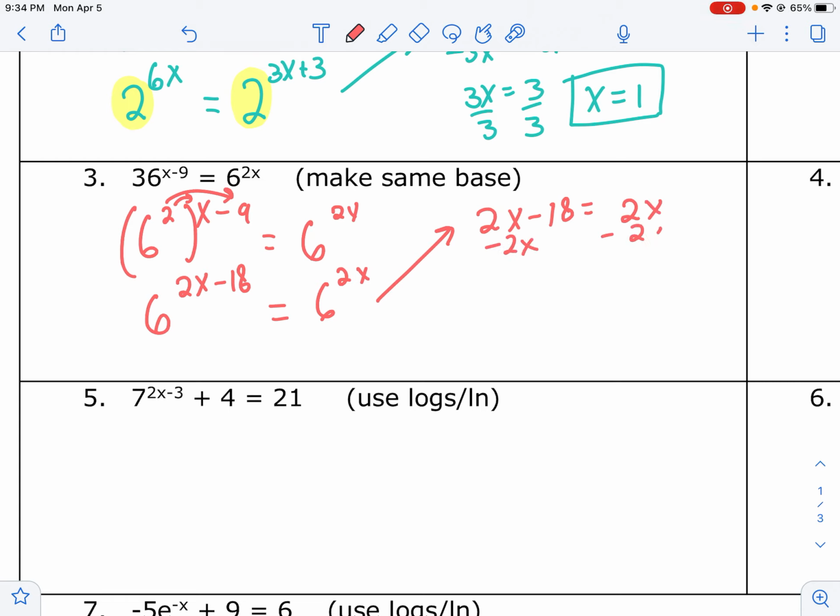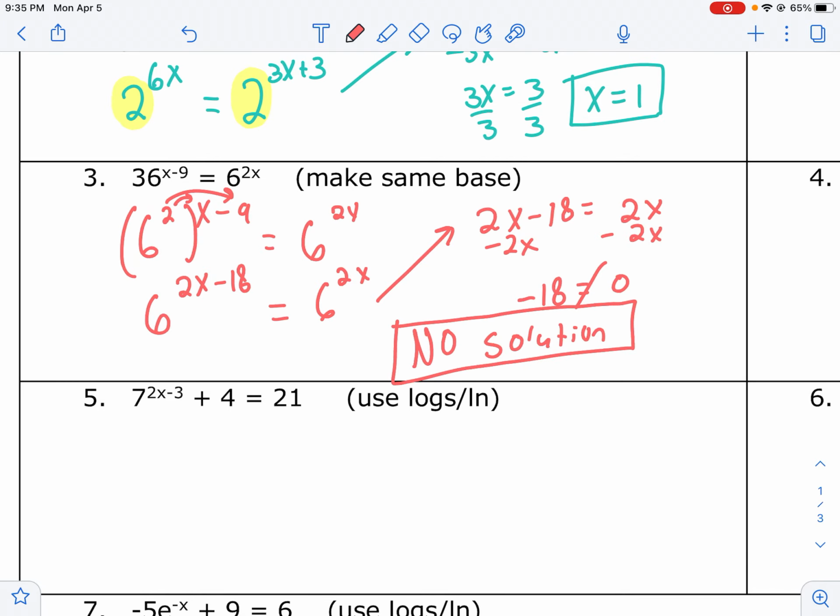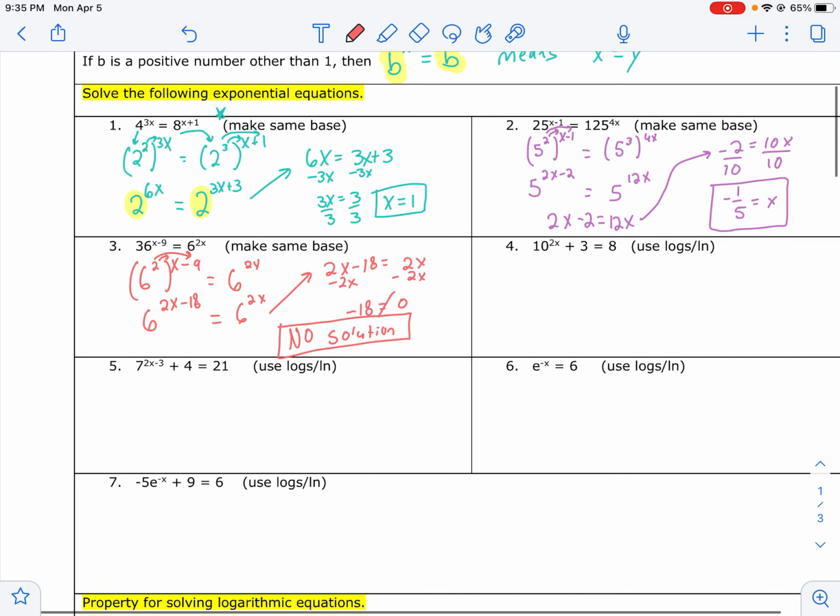If you subtract 2x from both sides, you get negative 18 is equal to 0. This is not a true statement, so we get a no solution answer here. If it would have been 0 equals 0, then we could have said all real numbers. But in this case, negative 18 does not equal 0, so we say no solution.